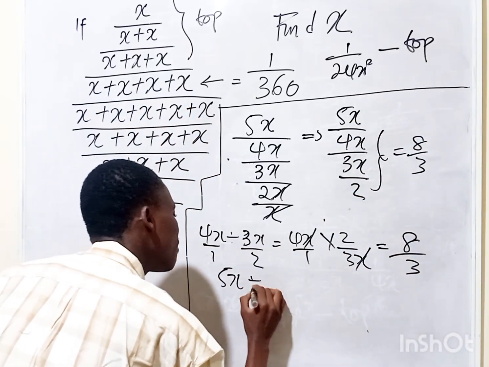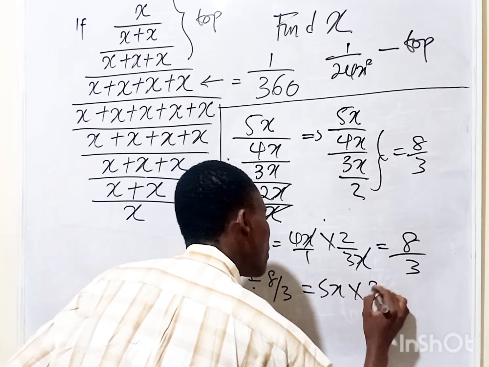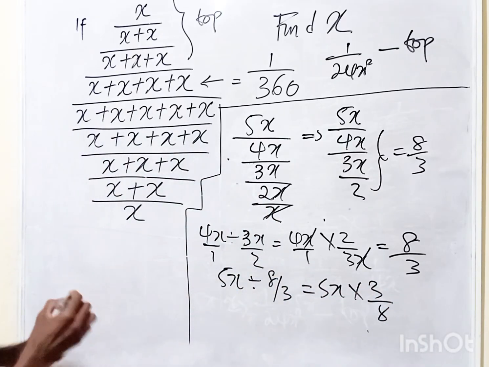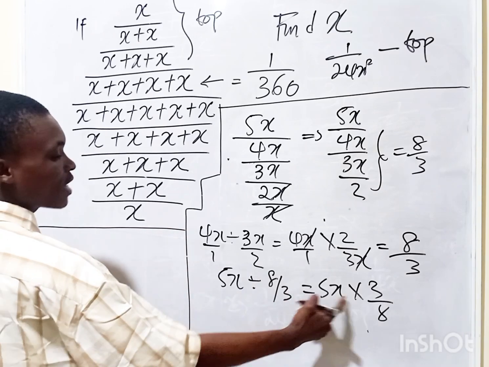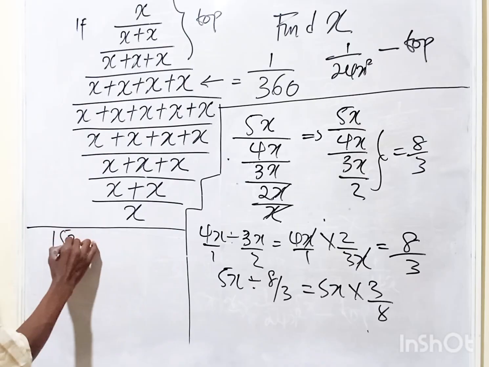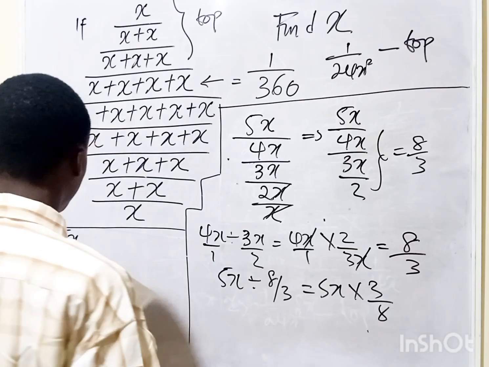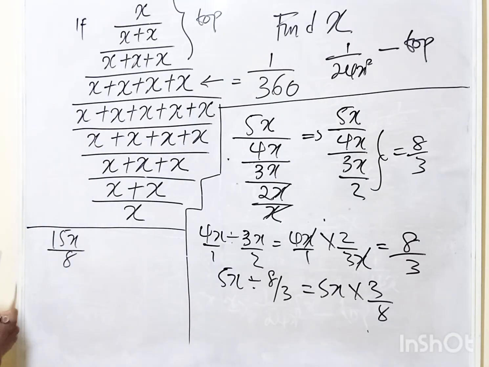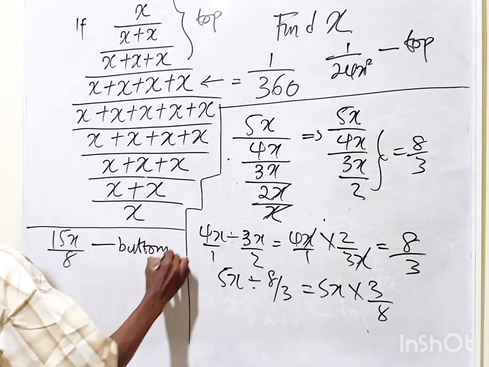So 5x divided by 8 over 3 becomes 5x times 3 all over 8. So to finish that, 5x times 3 gives us 15x all over 8. All right, 15x all over 8. So this is the bottom.